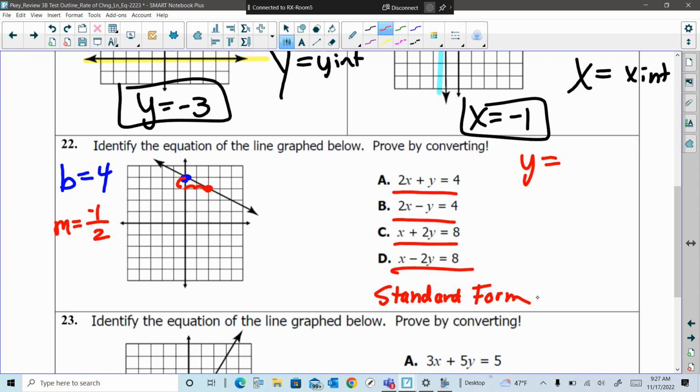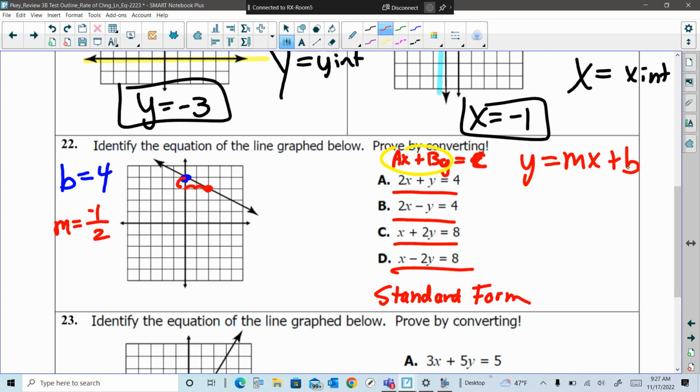AX plus BY equals C. The X and the Y are together on the left side of the equal sign. All of these are on the left side. Does that make sense? Yeah. Okay, but I can't get the slope or y-intercept by looking at this standard form. I have to have y equals mx plus b to match the slope and y-intercept.